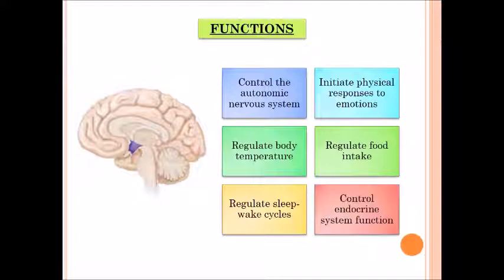This area of the brain houses the pituitary gland and other glands in the body. The hypothalamus is involved in many functions of the autonomic nervous system, as it receives information from almost all parts of the nervous system.